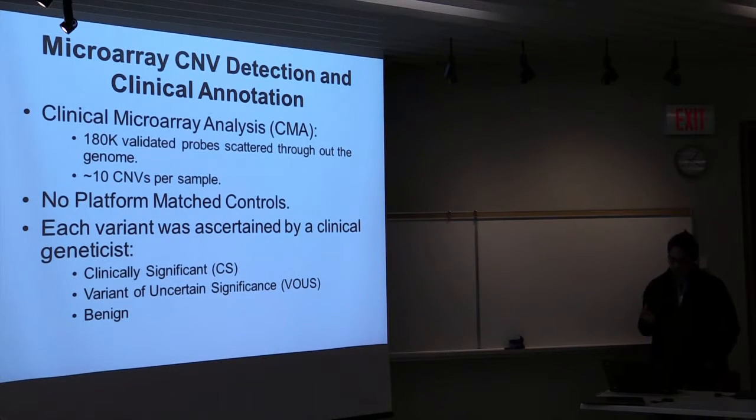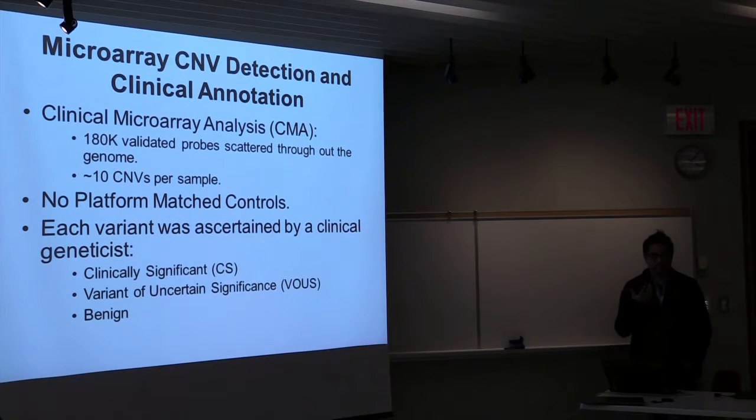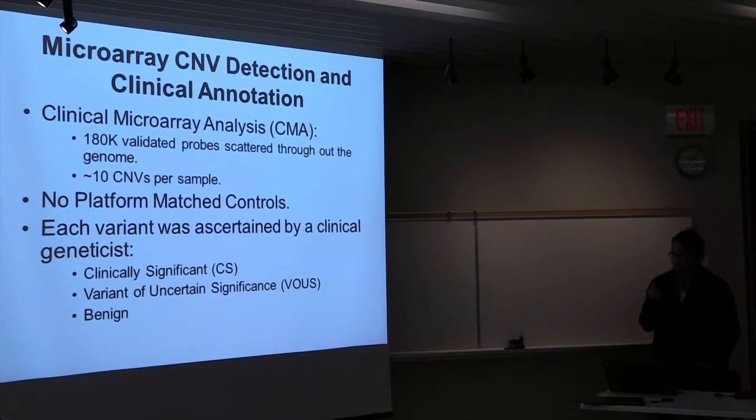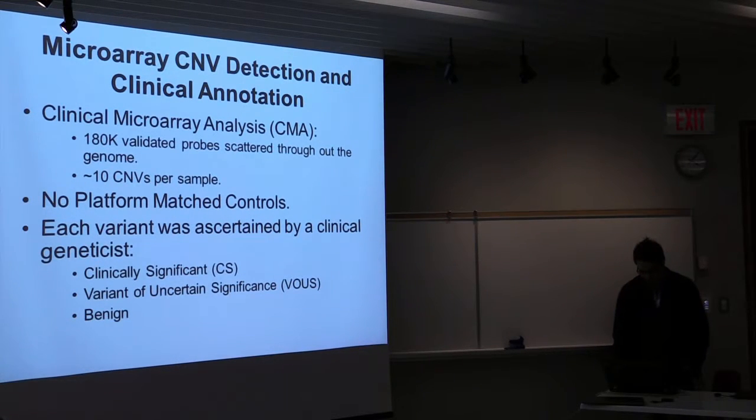What the clinician does, for each of the patients, is look at the 10 CNVs and ascertain whether they are clinically significant or a variant of uncertain significance, because there is a lack of evidence of what the gene does for those variants, or if the variants are common in the population, that's a benign CNV.